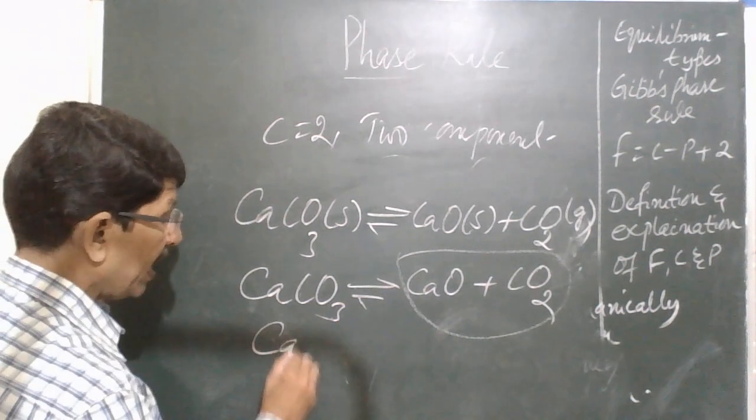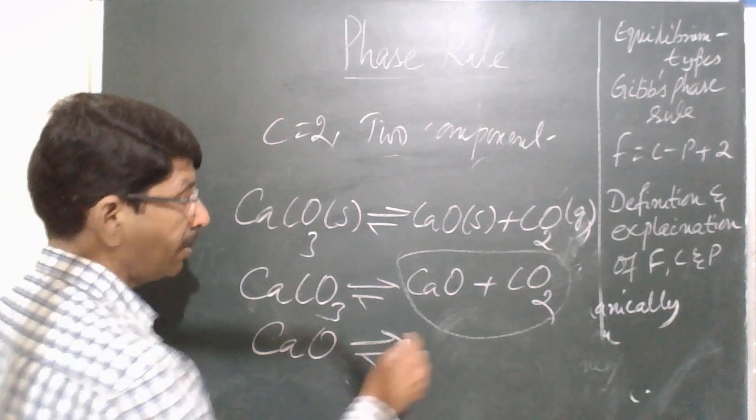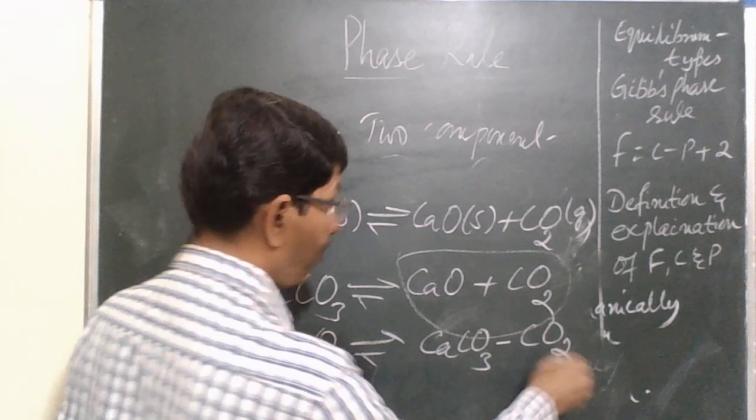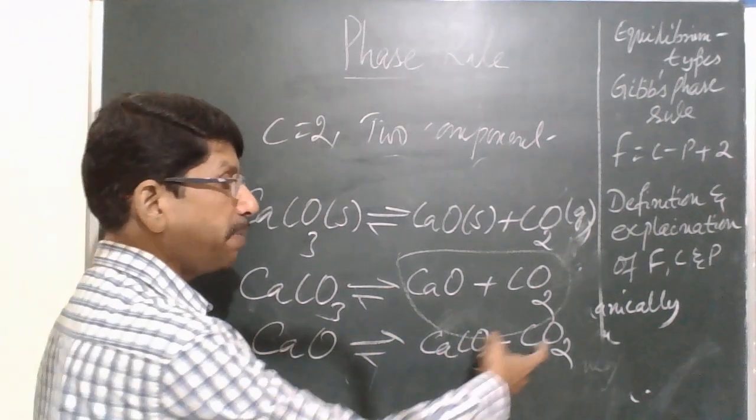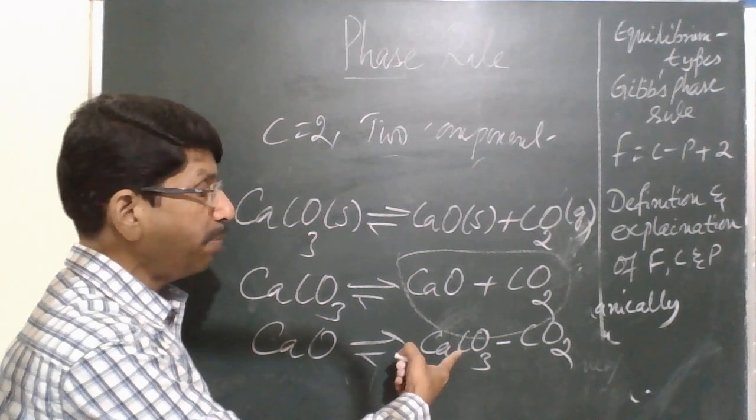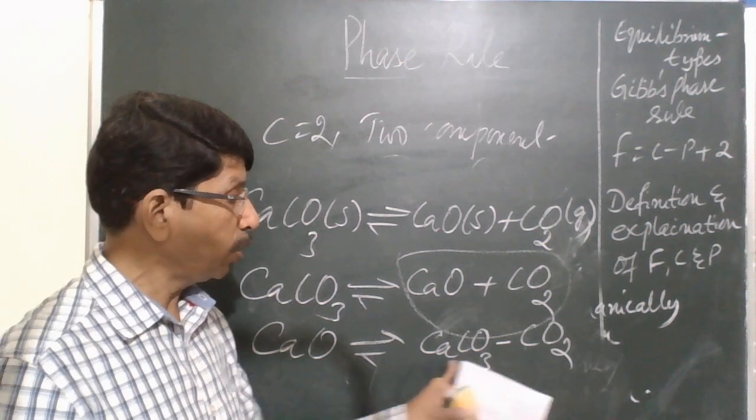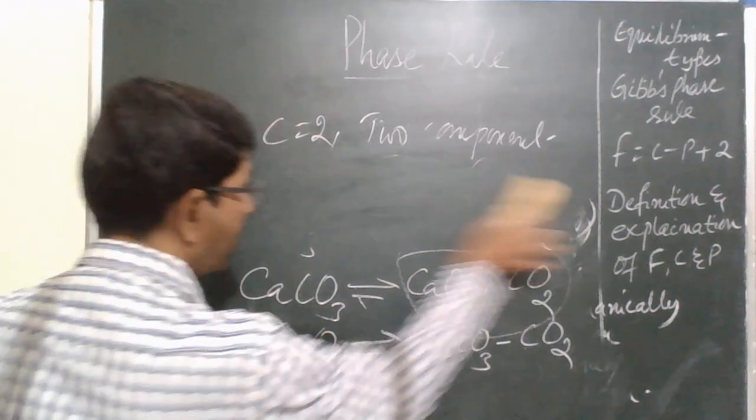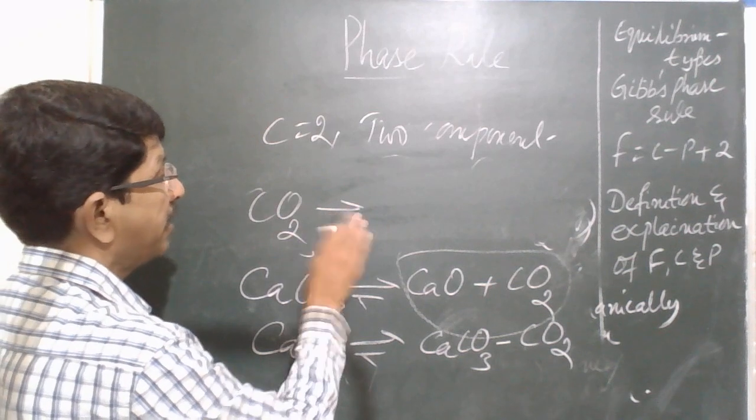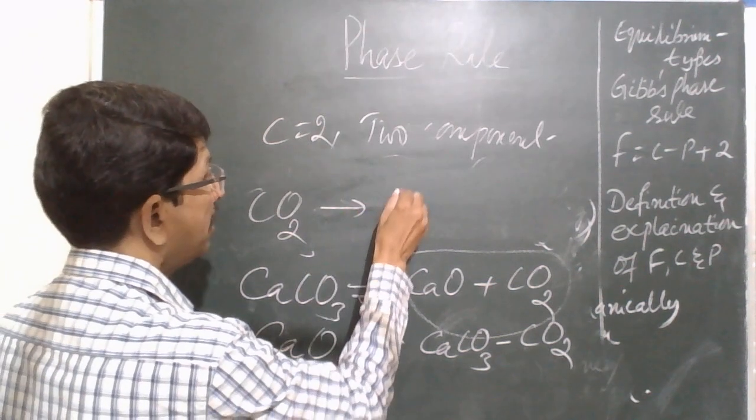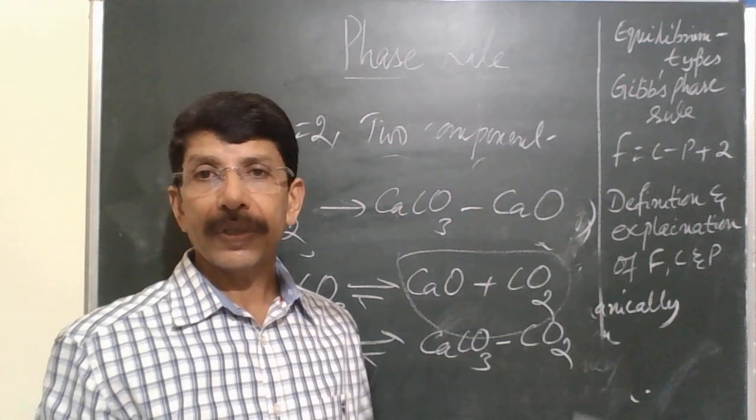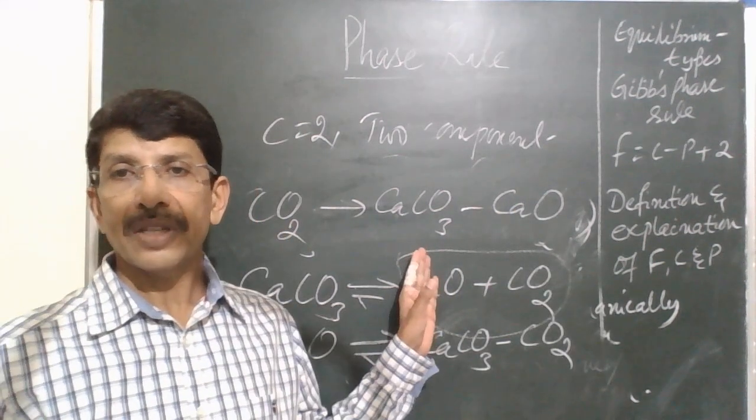Right. Similarly, calcium oxide phase composition can be written in the form of a chemical equation like this. Calcium carbonate minus carbon dioxide gives calcium oxide. So composition of calcium oxide phase can be written with the help of these 2 components in the form of an equation. And similarly, the composition of the carbon dioxide phase can be expressed with the help of this equation. So calcium carbonate minus calcium oxide gives carbon dioxide composition, right?